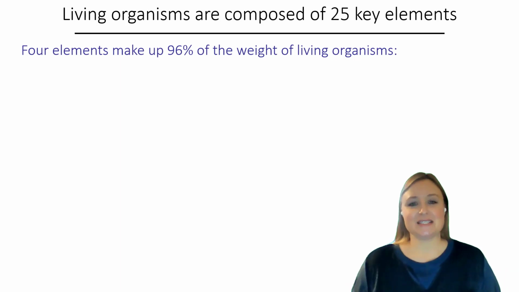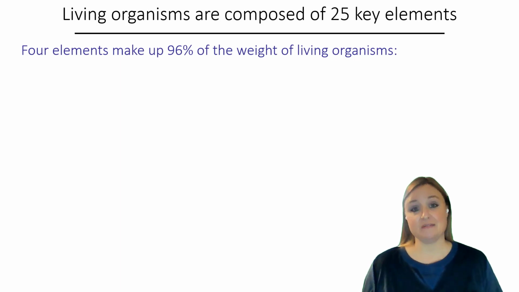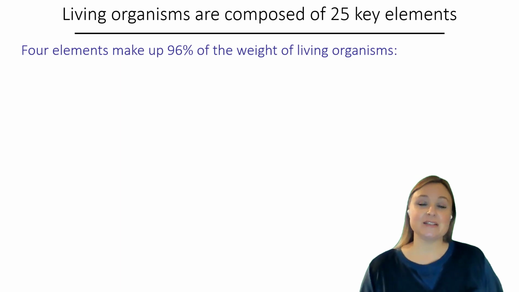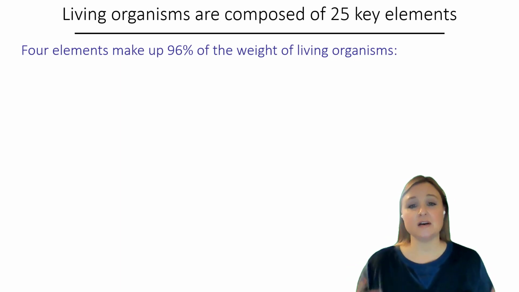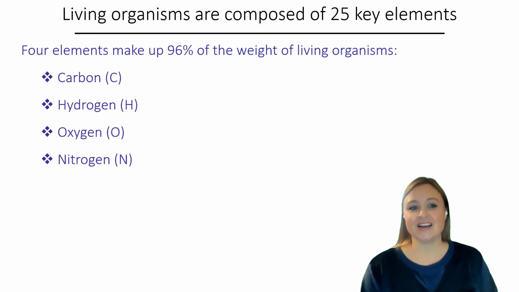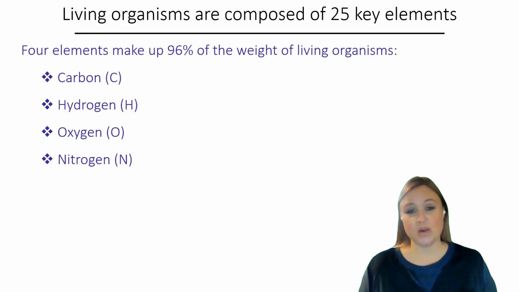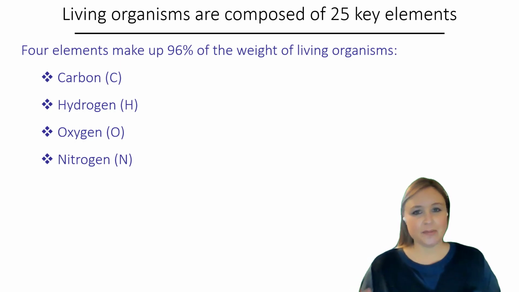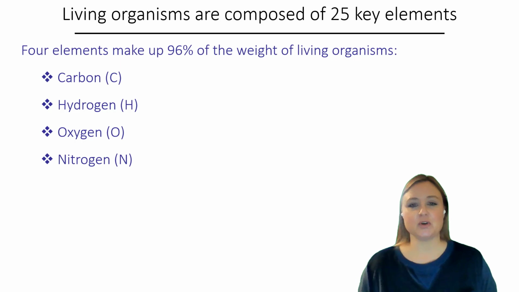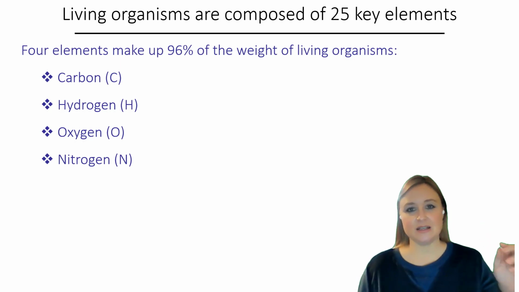So living organisms, because again, we're pulling this chemistry back to life, to biology, living organisms are composed of about 25 key elements. And 4 elements make up 96% of the weight of living organisms. And those 4 elements are, drumroll, carbon, hydrogen, oxygen, and nitrogen. So these are the four elements that make up most of the weight of living organisms. I remember these four. It's a little silly. I remember these four because if you look at the abbreviations, carbon is a C, hydrogen's an H, oxygen's O, nitrogen's N, CHON, right? CHON.